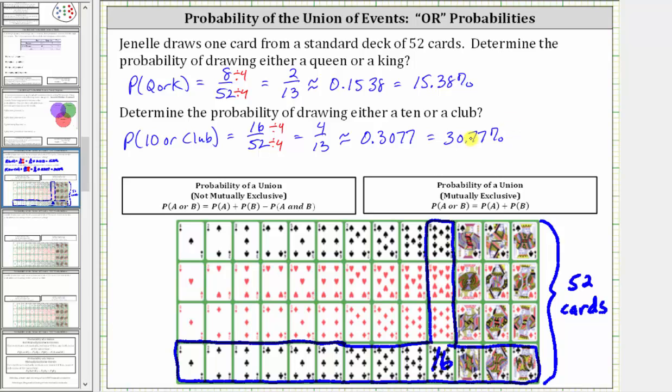So again, in the next video we'll talk more about how we can use the appropriate formulas shown below to determine these same probabilities.